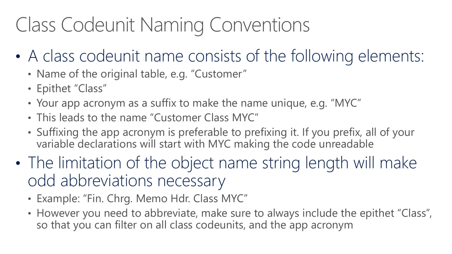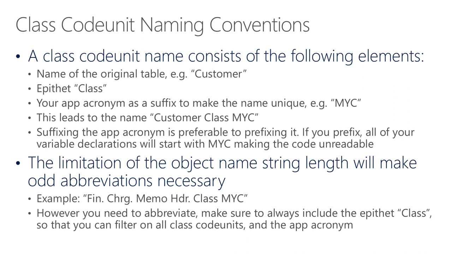Let us briefly focus on naming conventions. A class code unit name consists of the following elements: the name of the original table, for instance customer, the epithet class, and your app acronym as a suffix to make the name unique, for instance MYC. This leads to the name customer class MYC. Suffixing the app acronym is preferable to prefixing it. If you prefix, all of your variable declarations will start with MYC, making the code quite unreadable.